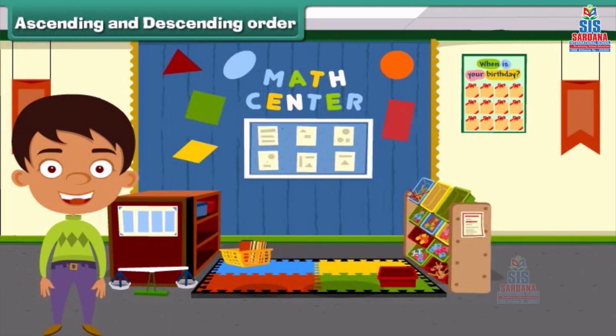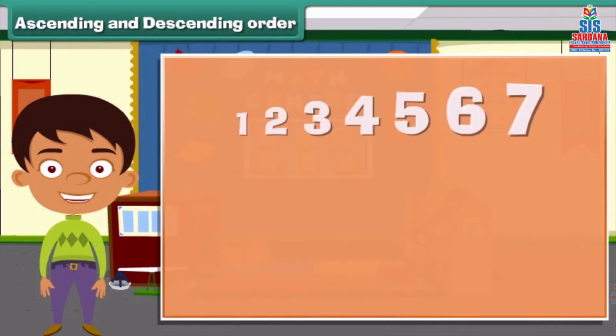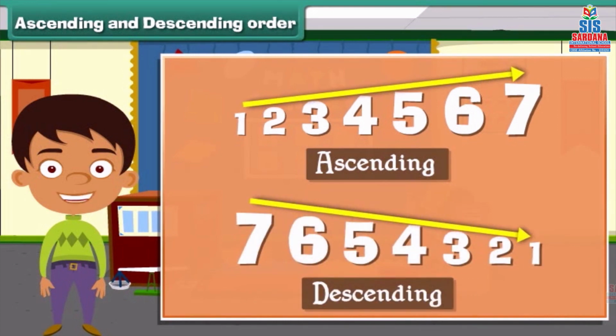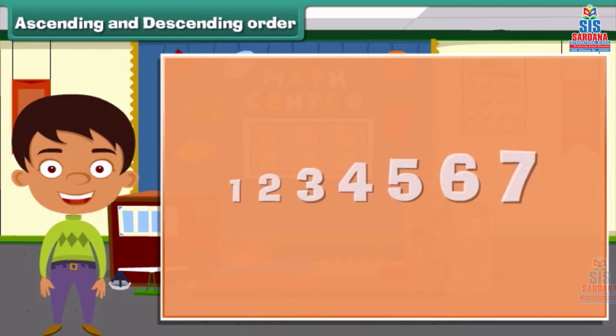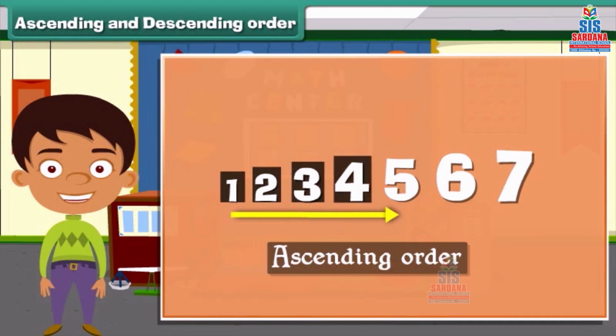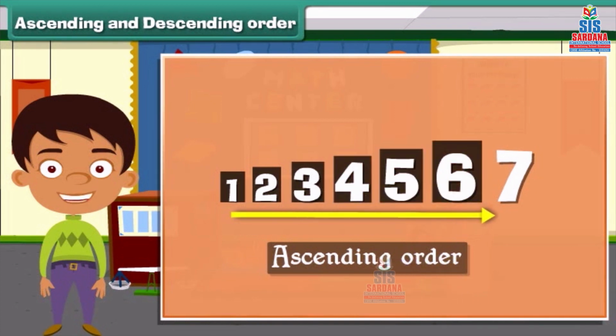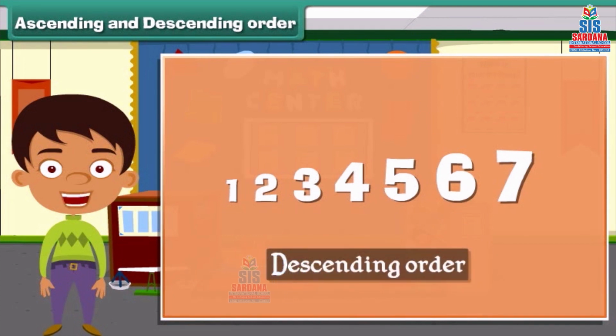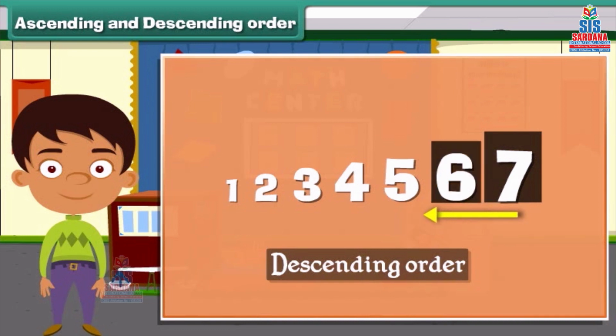Ascending and descending orders. Once we know how to compare numbers, we can arrange them in the ascending, that is, increasing, or descending, that is, decreasing order. In the ascending order, the numbers are arranged starting from the smallest number first, then the next greater number, then the next, and so on. In the descending order, the numbers are arranged in the reverse, that is, starting from the largest.